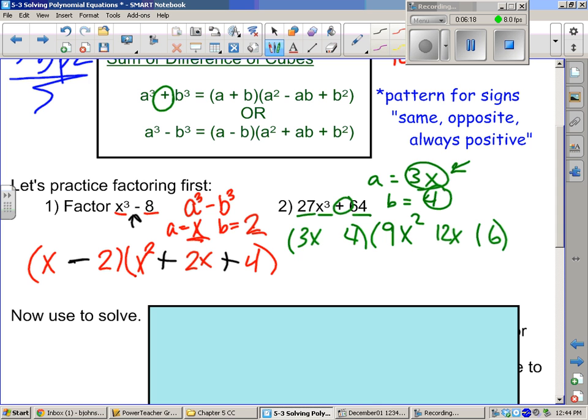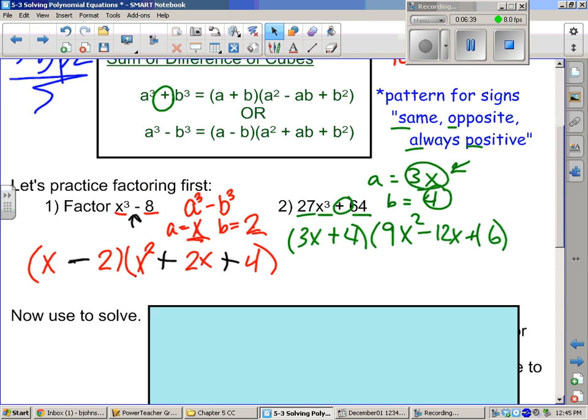Now I want to clean things up with SOAP. SOAP, same. I have a plus. Opposite would be minus, and then always positive would be plus. I see it's a little more complicated when the numbers are bigger and the coefficient in front of your x cubed there. So it's good to know and recognize your cube numbers.